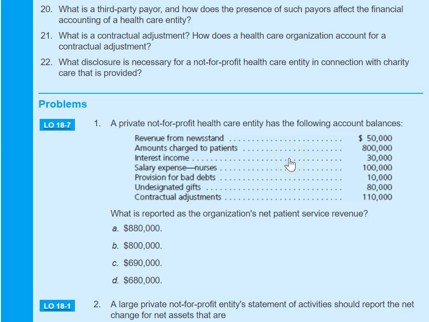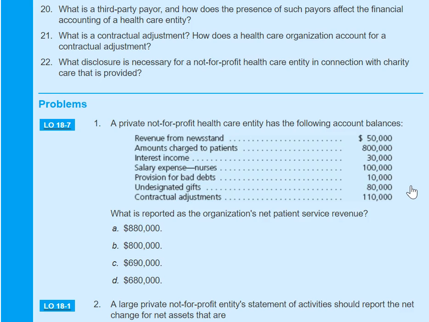Next item is interest income. It's one type of investment income, not patient service related. Salaries expense, no, we should not consider it. We are focusing only on revenues and specifically patient service revenues. Provision for bad debts. Yes, this amount is a provision for bad debt, just like a regular company. They consider one amount which they think that they will not be able to collect. It's an uncollectible amount, and we record it as a bad debt. The healthcare entity will do the same thing, and you need to exclude that part from your revenue.